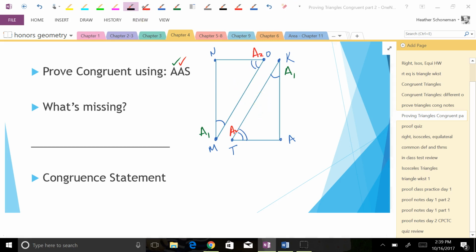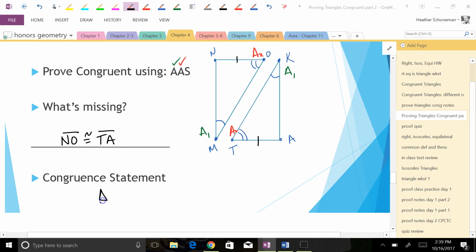So we actually get to choose this time. We could do the left or the right, or the top and the bottom. It doesn't make any difference, so I'm just going to do the top and the bottom, because why not? So if I'm going to label that, what's missing is the NO needs to be marked congruent to TA.